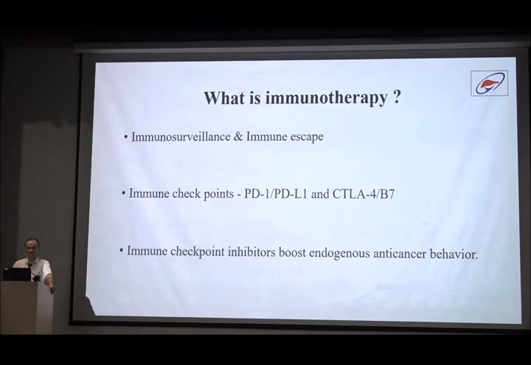There are certain molecules present on the immune cells which are known as immune checkpoints: PD1, PDL1, CTLA4 and B7 are the most important immune checkpoints. They are the mechanism evolved by the body to control the immune system so that it does not cause autoimmune phenomena. They control the activity of the immune system. And the cancer cells utilize these immune checkpoints to evade immunosurveillance and progress further.